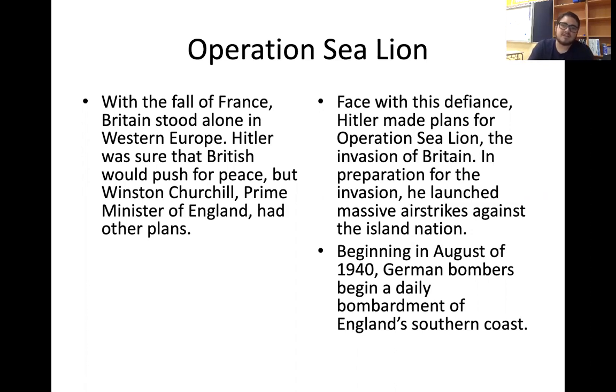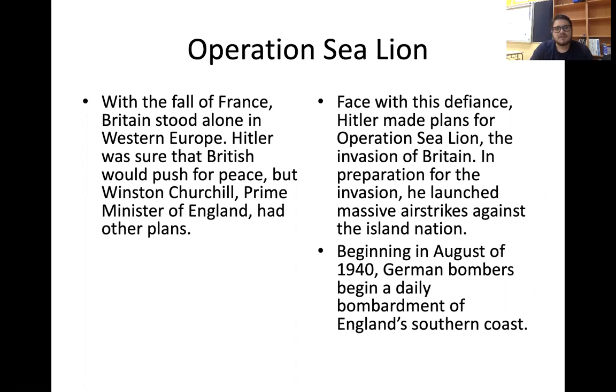Faced with this defiance, Hitler made plans for Operation Sea Lion, the invasion of Britain. In preparation for the invasion, he launched massive airstrikes against the island nation. Beginning in August of 1940, German bombers began a daily bombardment of England's southern coast.